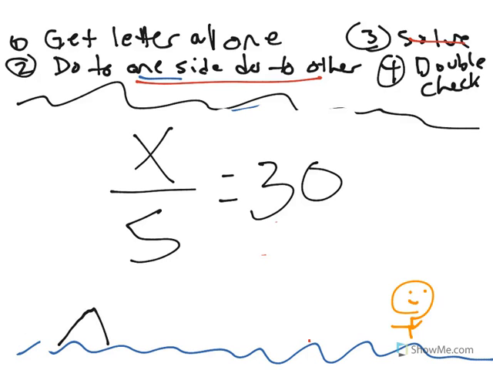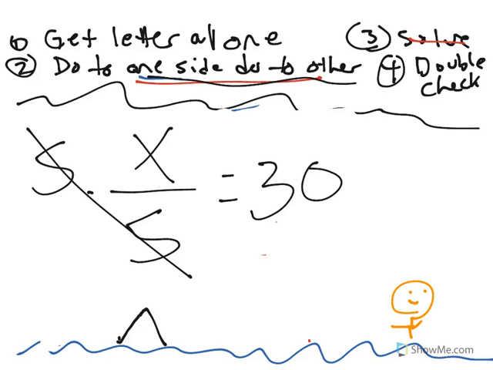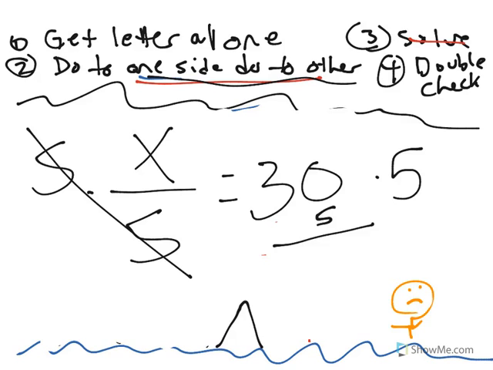Pause and solve. Okay, so if we do x divided by 5 on one side, we need to do the opposite. So we need to do times 5. That cancels that out. If we do it to one side, what do we have to do? We have to do it to the other. So then I'm going to do 30 times 5. So 30 times 5 would be 150.